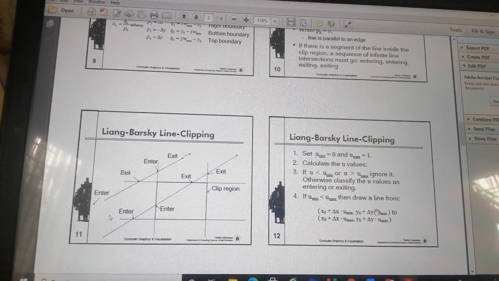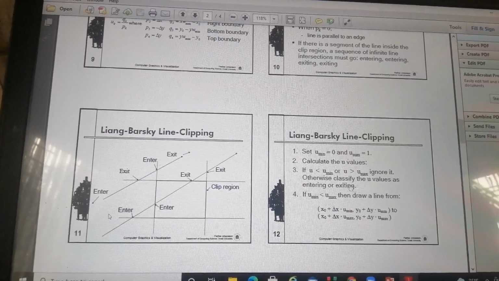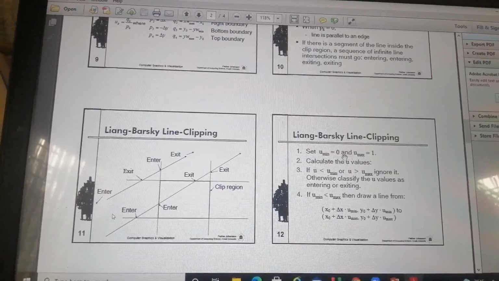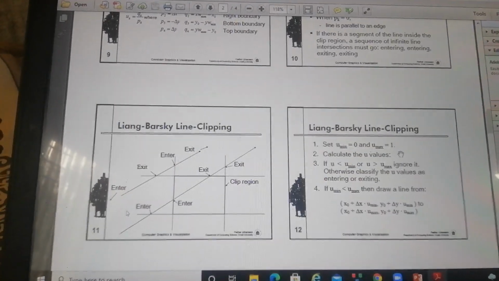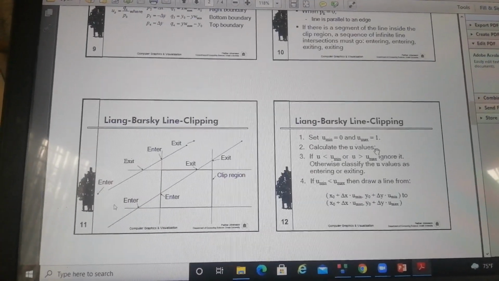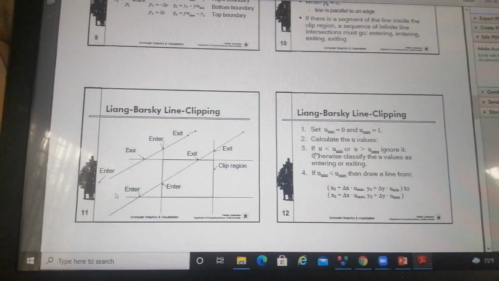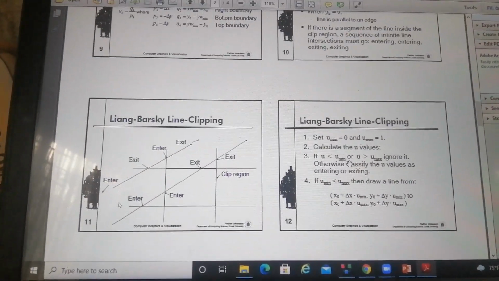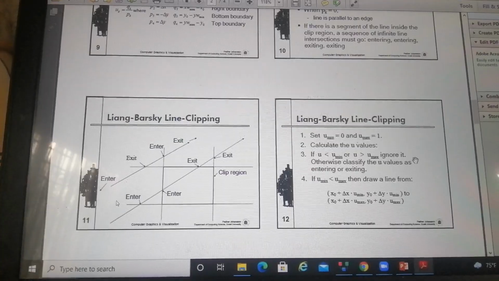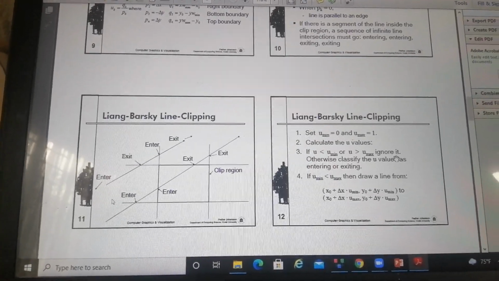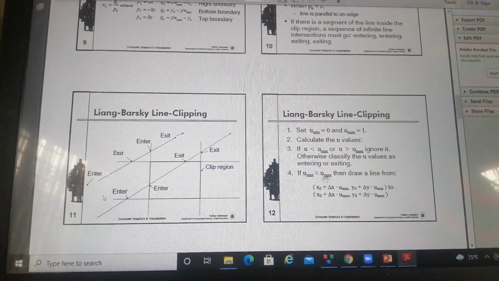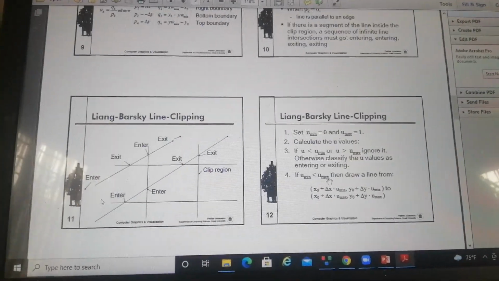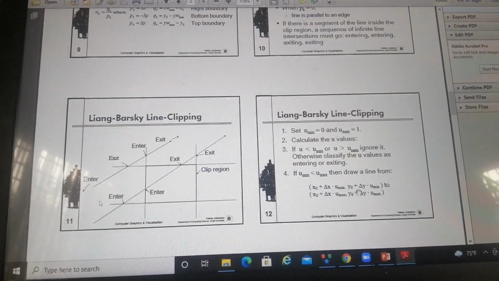But we need to do some math so that we can understand. So what's the Liang-Barsky clipping algorithm? First set u min equal to 0 and u max equal to 1. Then calculate the value of u. If u is less than u min or u is greater than u max, then ignore that line. Otherwise, classify u values as entering and exiting. If u min is less than u max, then draw a line.